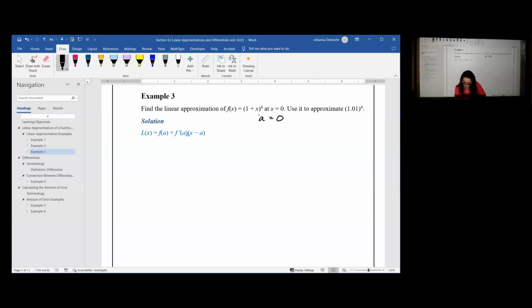Then we're going to write f of a, which is f of 0, which becomes (1 plus 0) to the 4th, which is just 1. Next, we use the power rule and chain rule to find the derivative of the function. 4 times the binomial to the 3rd times the derivative of the inside. The derivative of the inside is just 1. So we end up with 4 times the binomial to the 3rd power. When we substitute 0 in place of x, we end up with 4.